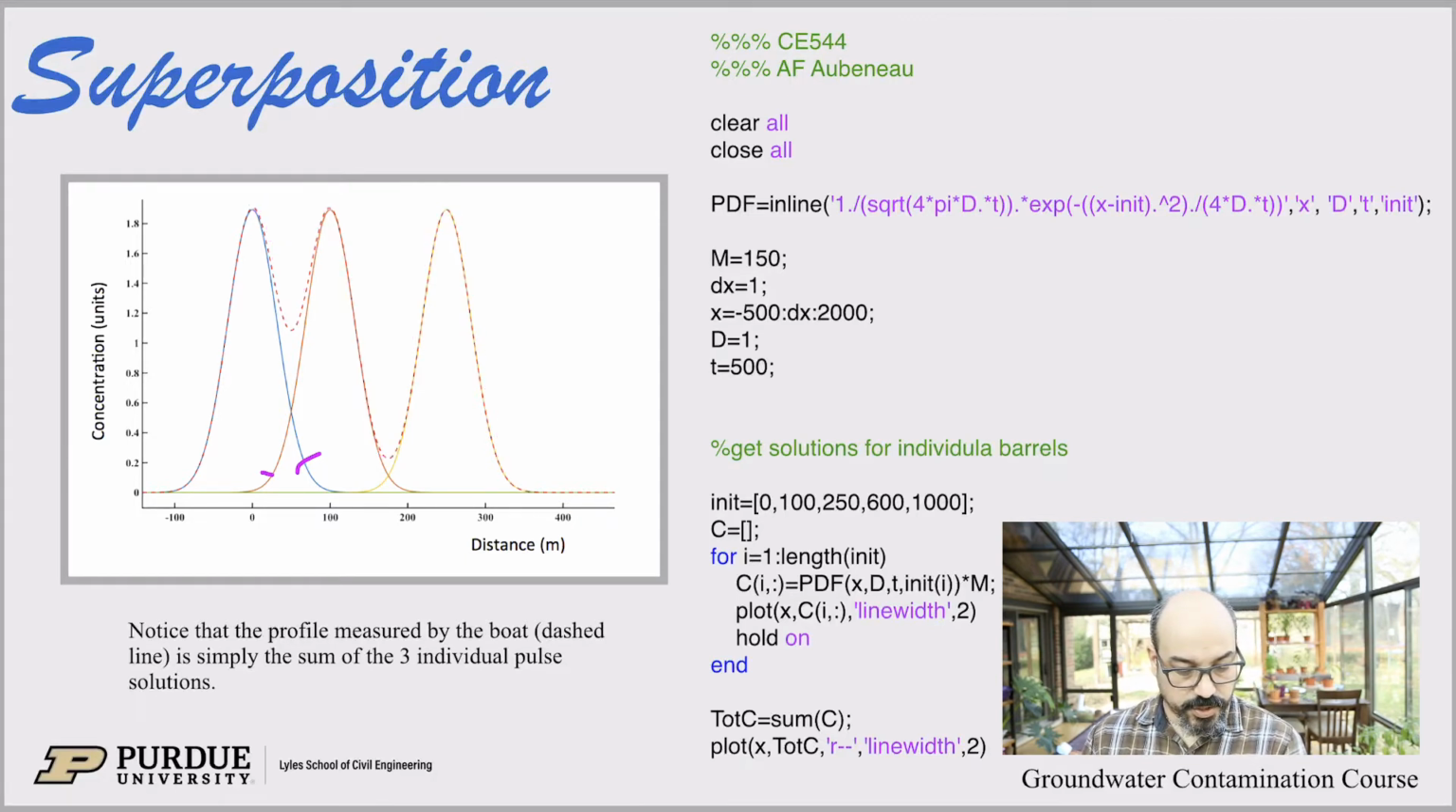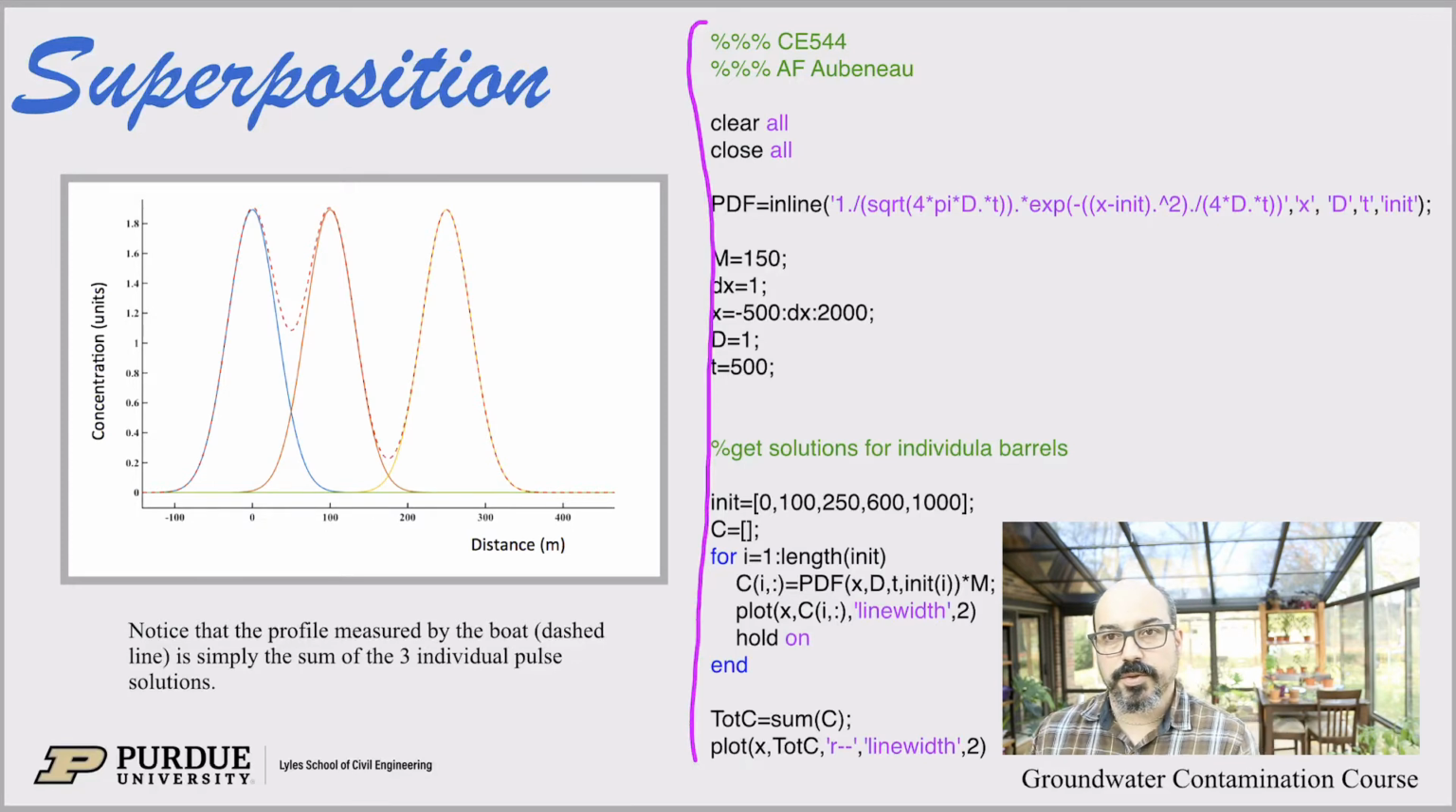So the dashed line here is just the sum of the 3 individual solutions. There's a little MATLAB code here just to show you how you could code this on a computer using MATLAB. So this is what I call PDF, meaning probability density function. This is just the fundamental solution for a pulse of mass 1.